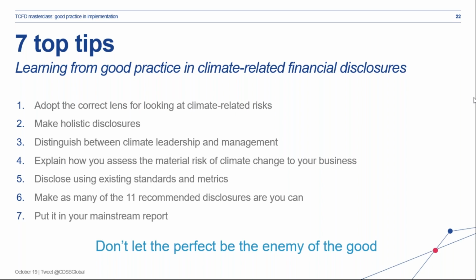The fourth top tip is about explaining how you assess the material risks of climate change to your business. We found that often the process for assessing materiality was absent from disclosures. Fifthly, we found that beyond scope 1 and 2 emissions, climate-related financial disclosures differ from company to company and within industries. However, there are existing standards and metrics that can be used to help you make your TCFD disclosures. So you may have most of what you need already in hand.